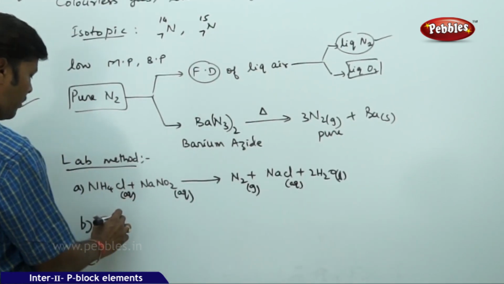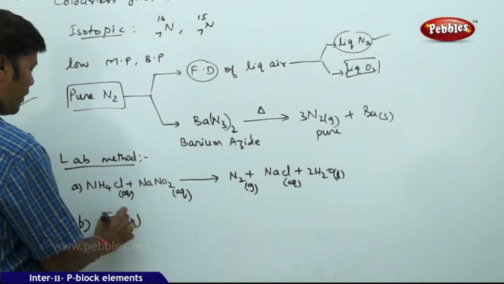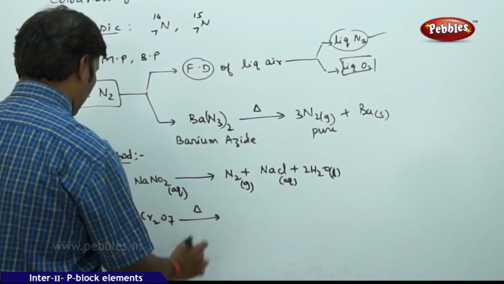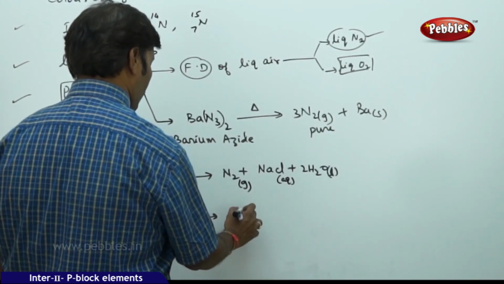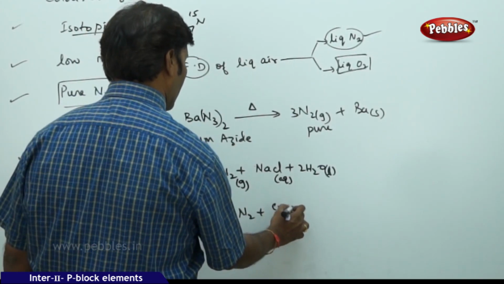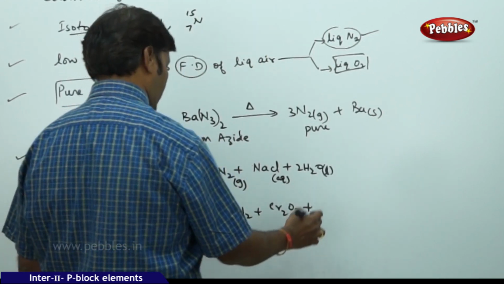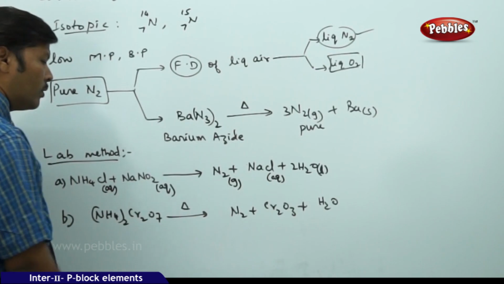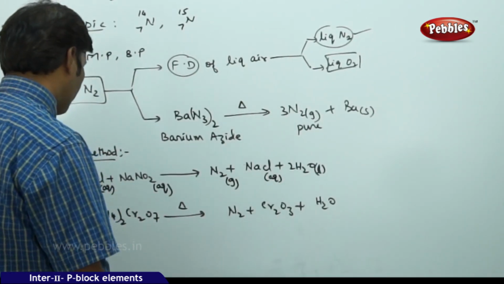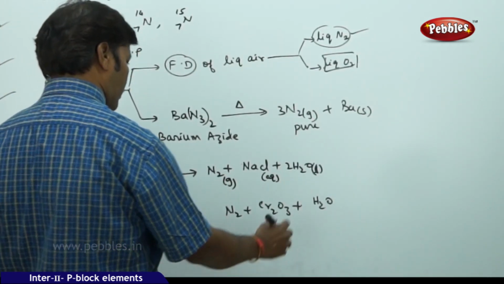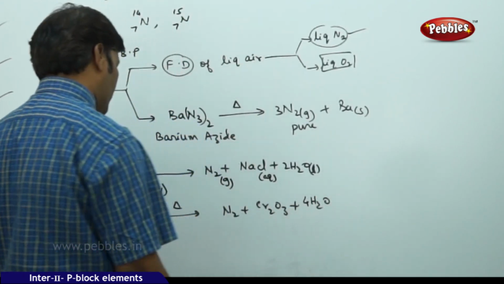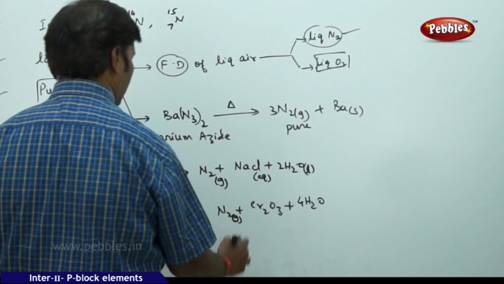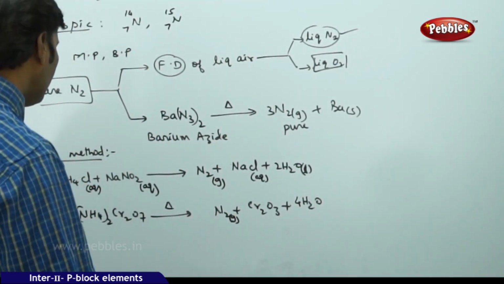Then you can also take ammonium dichromate. When you heat ammonium dichromate strongly, you can get nitrogen, that is N2 plus Cr2O3, chromic oxide, plus H2O. So balance the equation. We have 2 nitrogens and 8 hydrogens, so we have 2 chromiums and 8 hydrogens. Suppose I take 4 over here, yes, automatically the reaction gets balanced and you get nitrogen gas.